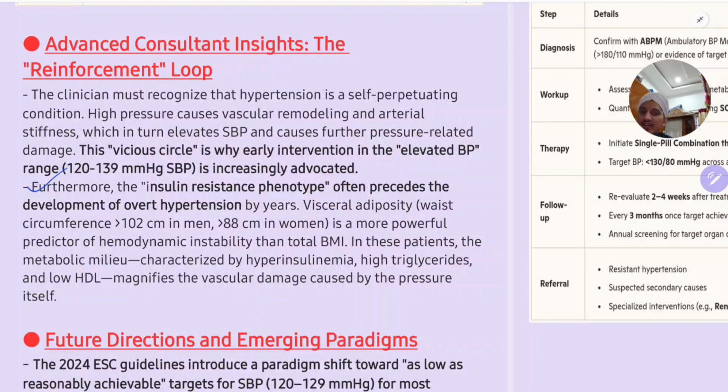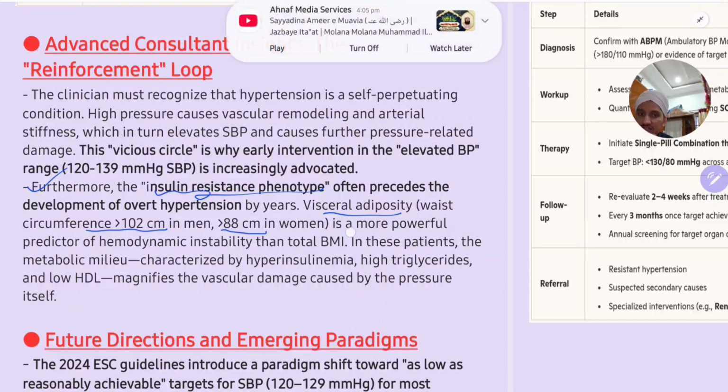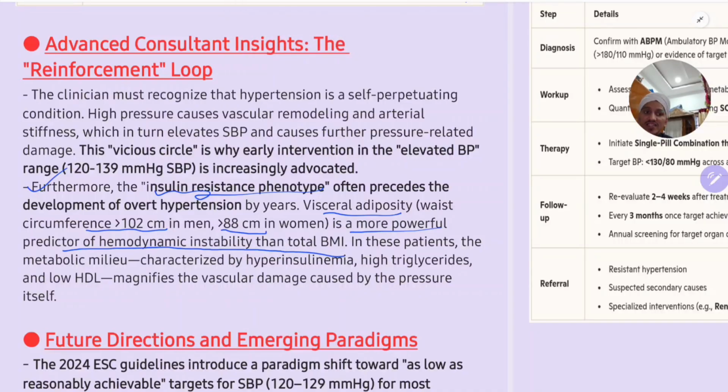Furthermore, the insulin resistance phenotype often precedes the development of overt hypertension by years. Visceral adiposity, this is an important point. The patient has not developed hypertension, but will develop insulin resistance first, then hypertension. Visceral adiposity, a waist circumference of more than 102 centimeters in men or more than 88 centimeters in women, is a more powerful predictor of hemodynamic instability than total body mass index. So waist circumference is a better predictor when compared to BMI. You should measure the abdominal circumference: 102 centimeters in men and 88 centimeters in women.